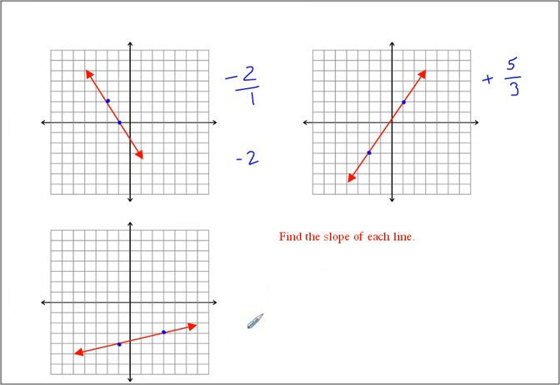And this one here, again, it's a positive slope because it's going up from left to right. Now I count 1, 2, 3, 4. So 4 on the bottom because that's the change in x, and 1 on the top because that's the change in y. That's all it is.